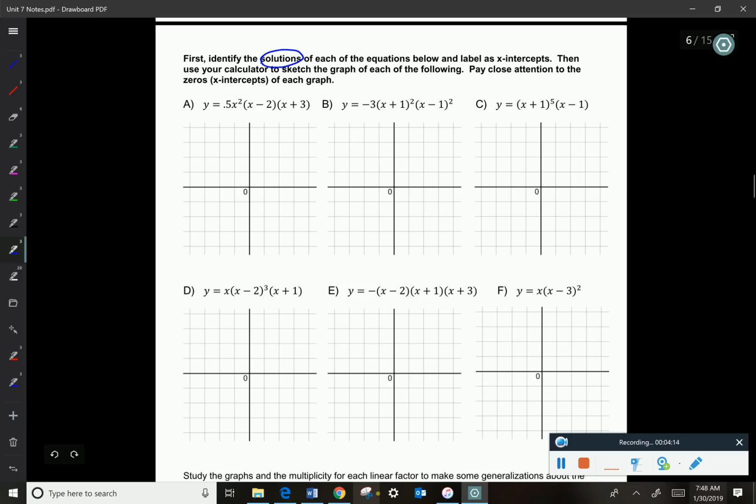So on letter A, if I were to set this equal to 0, I know I would get x equals negative 3 for that last parenthesis, x equals 2 for that middle term. And then because there's a common factor of x out in front, don't we get a possible solution of x equals 0? So there are 3 solutions. What that means is there are 3 x-intercepts at 0, at 2, and at negative 3.